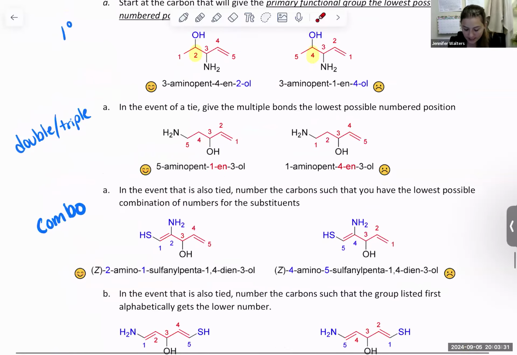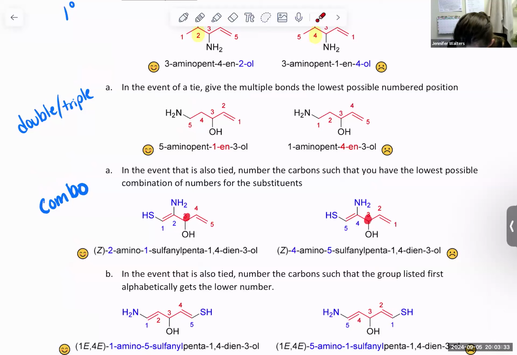Here I see that no matter what, the alcohol is always 3, and no matter what, my alkenes are always going to be a 1 and a 4. So now my combination of numbers is looking at everything else. I have a thiol attached to carbon 1 and an amine attached to carbon 2. If I numbered it right to left, I get the amine attached to carbon 4 and the thiol attached to carbon 5. When I compare these, you go left to right to find the first difference. That 1 is less than 4, so that is the number that we take. That is why we numbered this left to right.